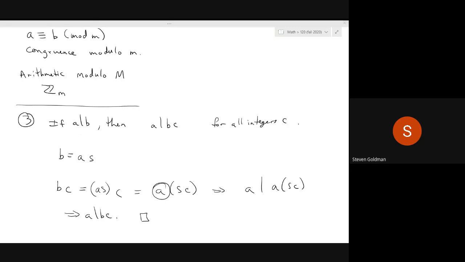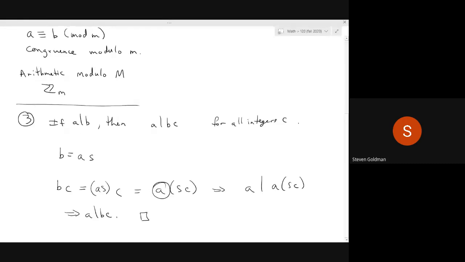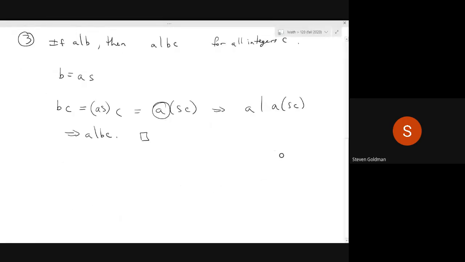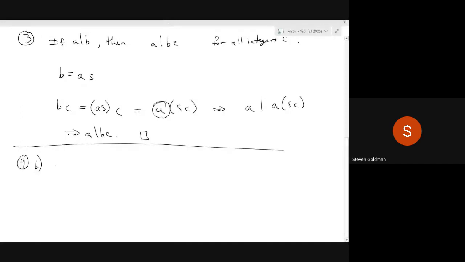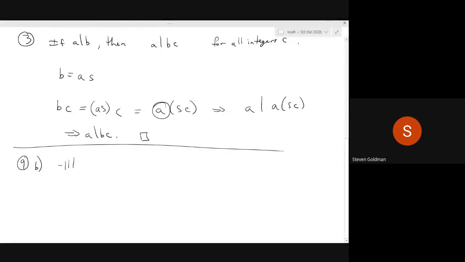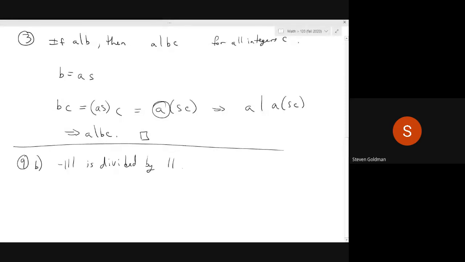Okay, so for number 9, you're asked, what are the quotient and remainder? And for B, you're given negative 111 and 11. So what is the quotient and what's the remainder? That's what you're being asked here. Well, how many times does 11 go into negative 111?